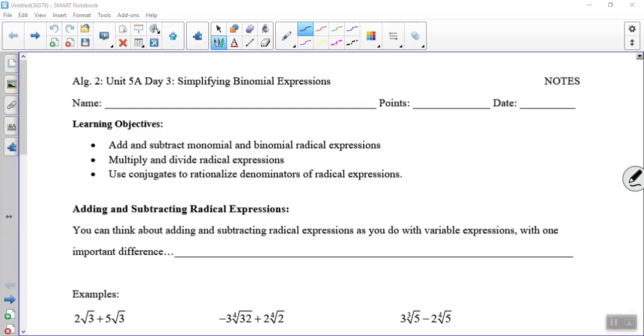Hello, this is the third lesson for Unit 5A. We're going to be simplifying binomial expressions. You can see your objectives for this lesson. We're going to talk about adding and subtracting radical expressions.